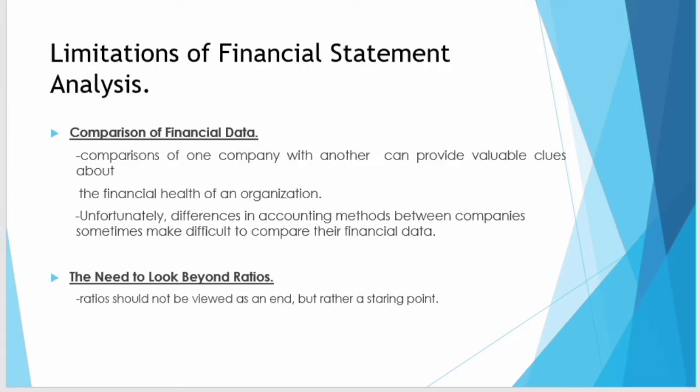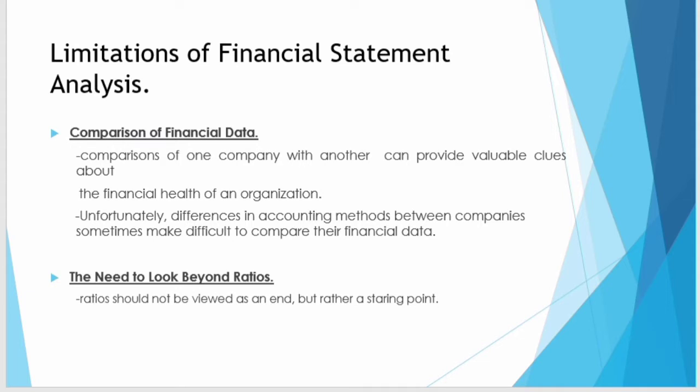The limitations of financial statement analysis are divided into two: the comparison of financial data and the need to look beyond ratios. Comparisons of one company with another can provide valuable clues about the financial health of an organization. Unfortunately, differences in accounting methods between companies sometimes make it difficult to compare their financial data. The next one is the need to look beyond ratios. Ratios should not be viewed as an end but rather as a starting point. Although financial statement analysis is a useful tool, it has two limitations: the comparability of financial data between companies and the need to look beyond ratios.